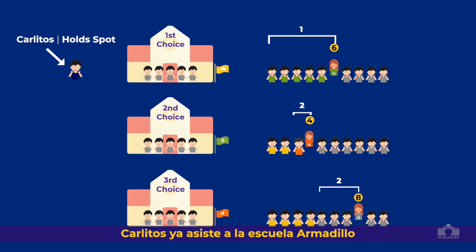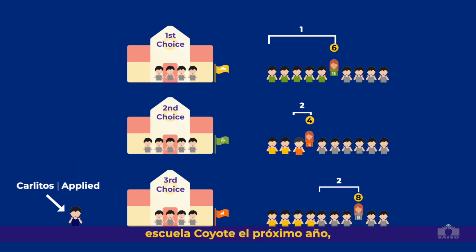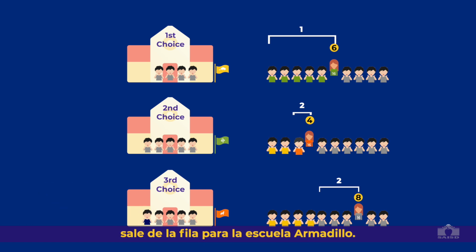Carlitos already attends Armadillo School as a kindergartner, so he automatically holds a spot in the first grade. However, Carlitos applied to go to Coyote School next year instead of returning to Armadillo School. Because Carlitos received an offer to Coyote School, he comes out of the line for Armadillo School. Now that Carlitos is no longer holding a seat at Armadillo School, Hannah can be assigned to her first choice. This also means that Hannah no longer holds a seat at Rattlesnake School.